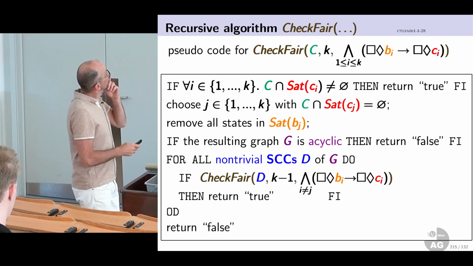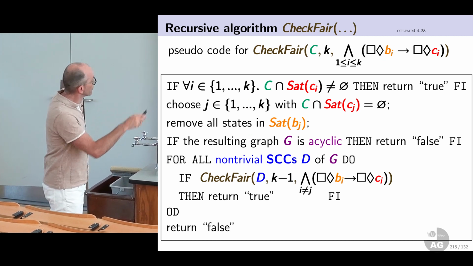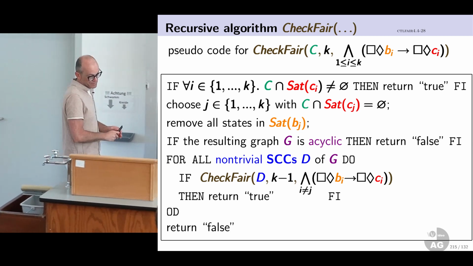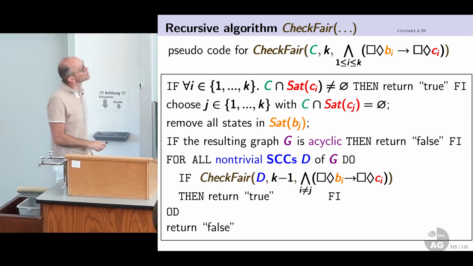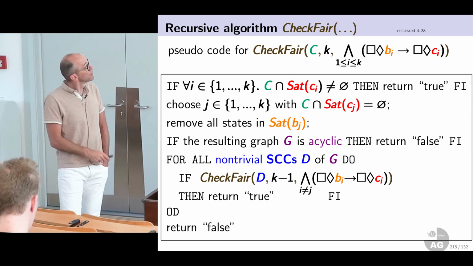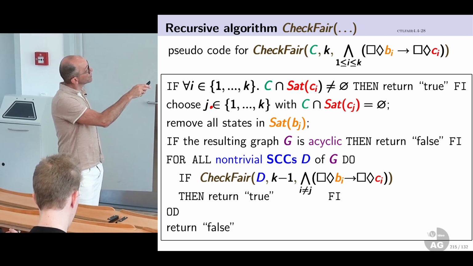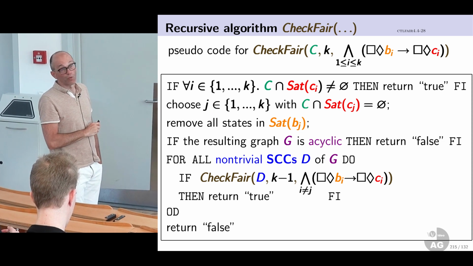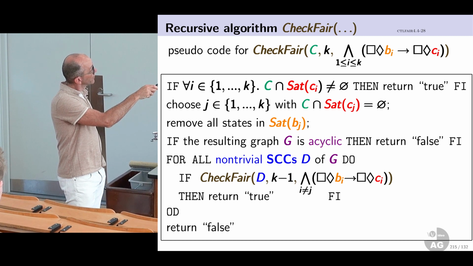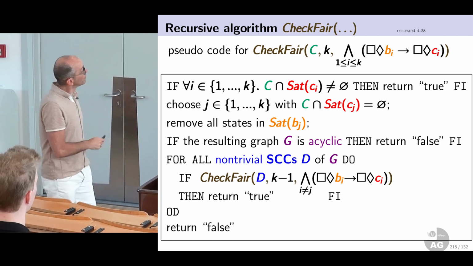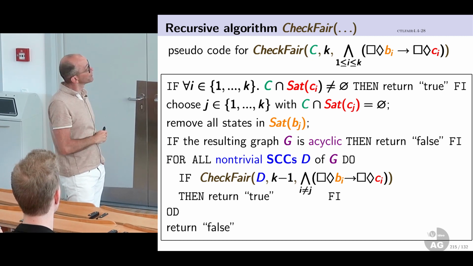Good. Quite quickly, the code. The first thing you check is the condition, and now I have to be careful, this is orange and this is red, right? So the first thing you do is check whether it contains a red state or not. That happens in the first line. Now you choose one of the fairness assumptions, 1 out of K, that has no red state. Now you remove all the states that are orange. That was according to exactly the procedure we have seen before.